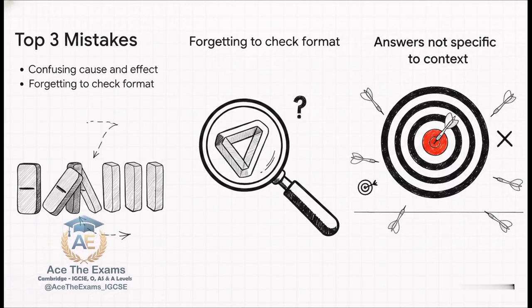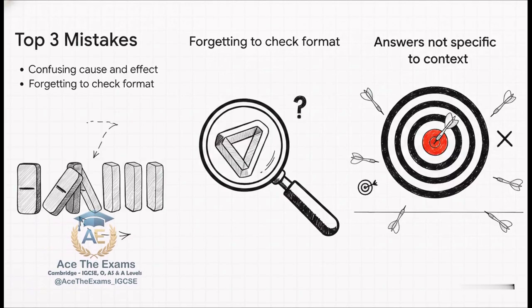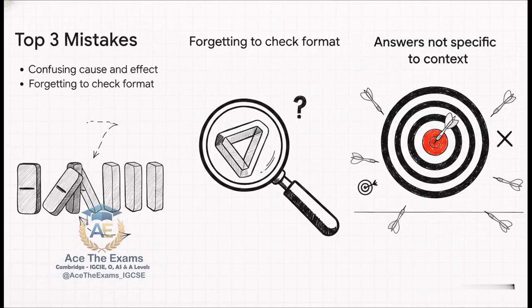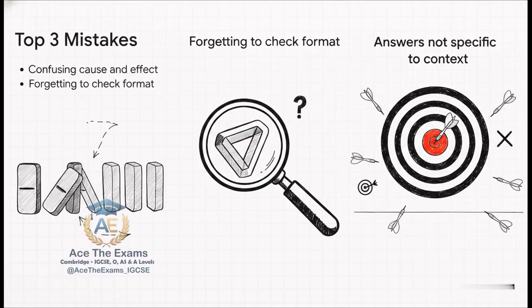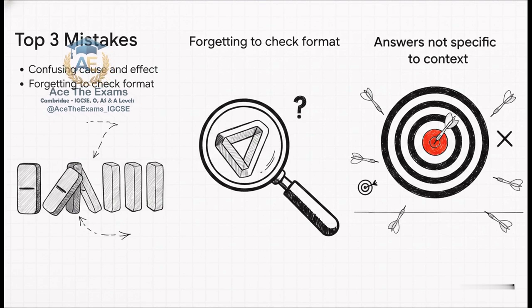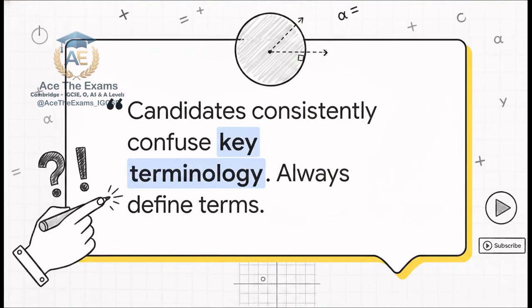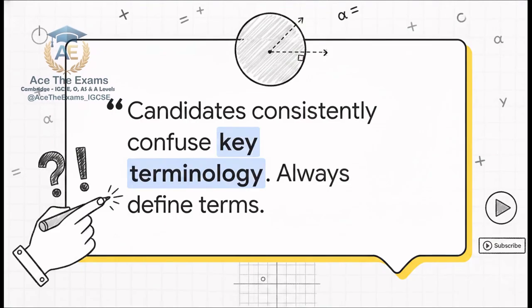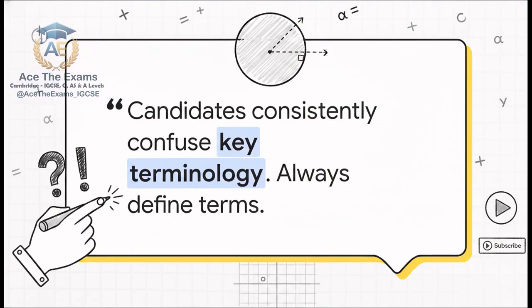And warning number 3, providing answers not specific to the given context. Listen, if the question asks for the exact radius and you plug it into your calculator and give a rounded decimal instead of leaving it in its pure surd form, like root 17, you immediately lose the final accuracy mark. I want you to read this alert very carefully. The examiners are practically begging you to define your mathematical terms before you deploy them in your working out.